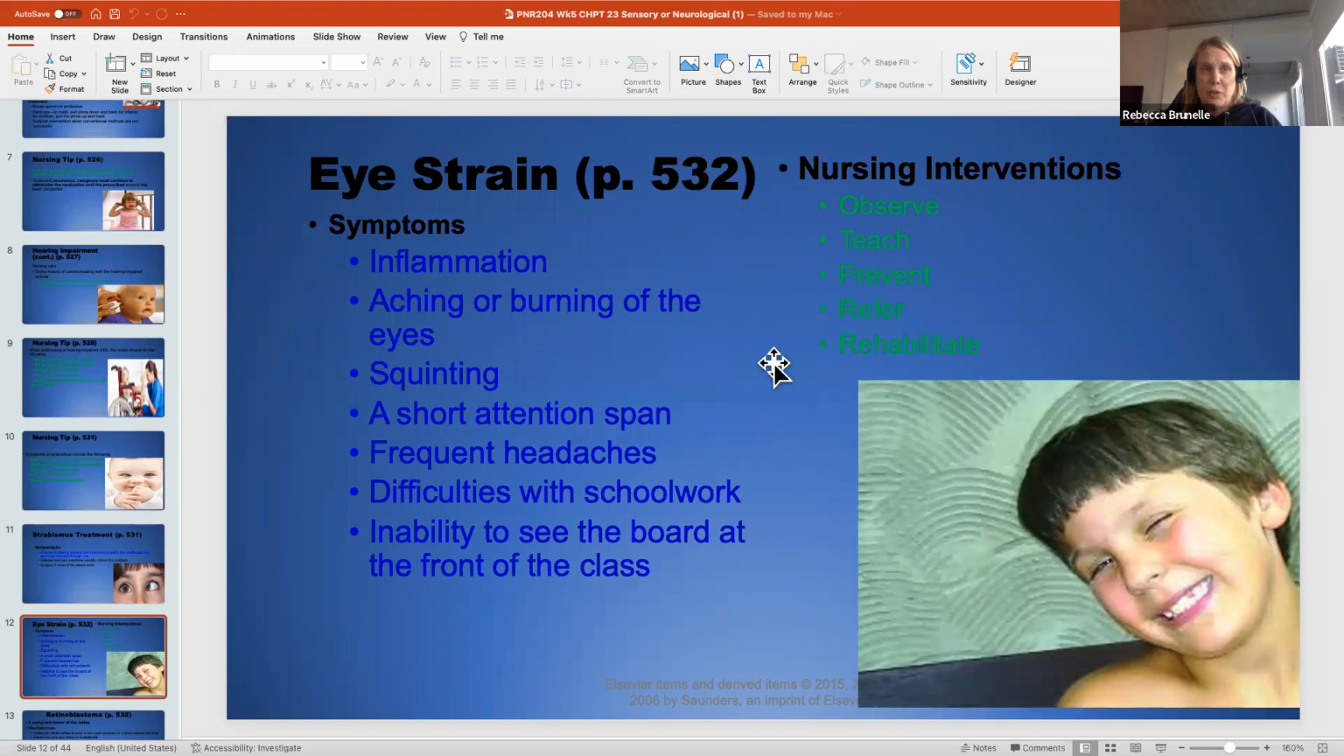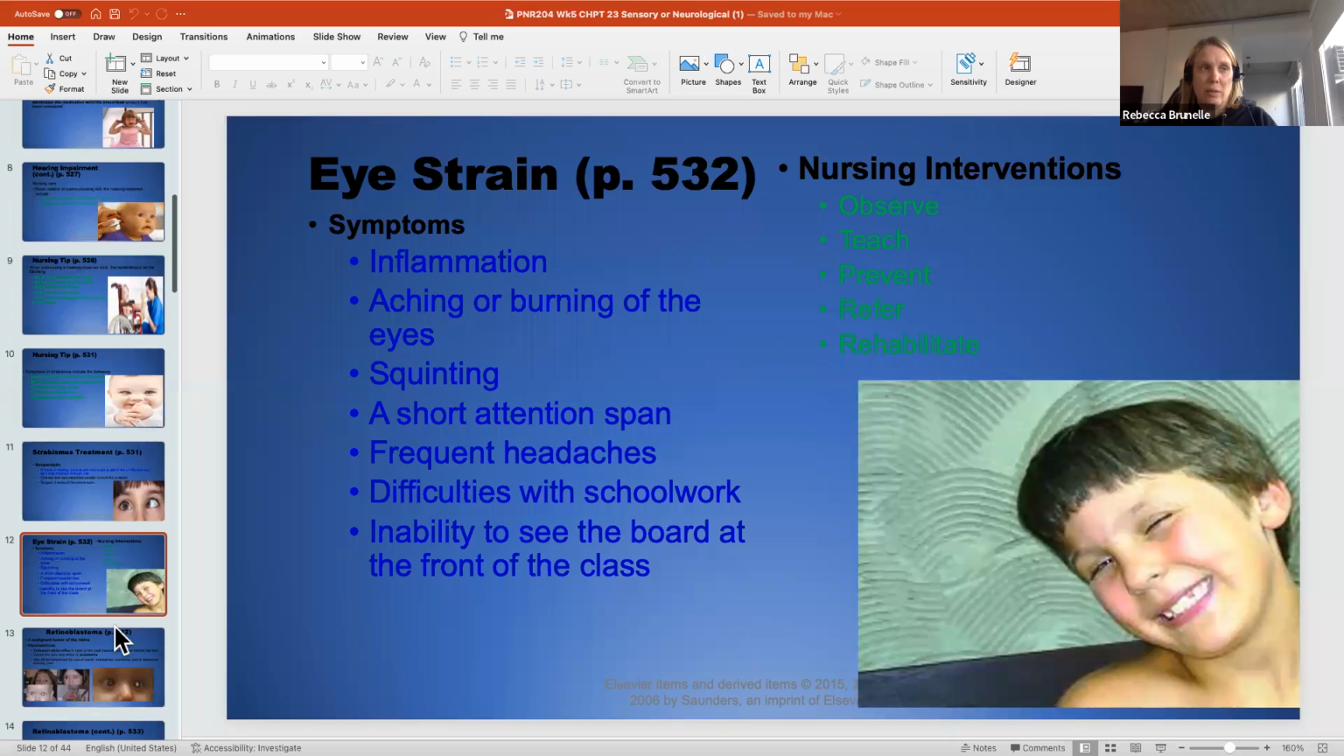So in addition to strabismus, kids can just have eye strain. Their eyes can get tired from doing their homework or looking. So if they have eye strain, they really need to have their vision checked to see if they need glasses. Eye strain in kids is very similar, the same thing as in an adult. So squinting, short attention span, frequent headaches, difficulty with schoolwork. All of this would be an indication that their eyes are getting tired, that they're straining their eyes to see, and they need their vision checked, and they might need glasses.